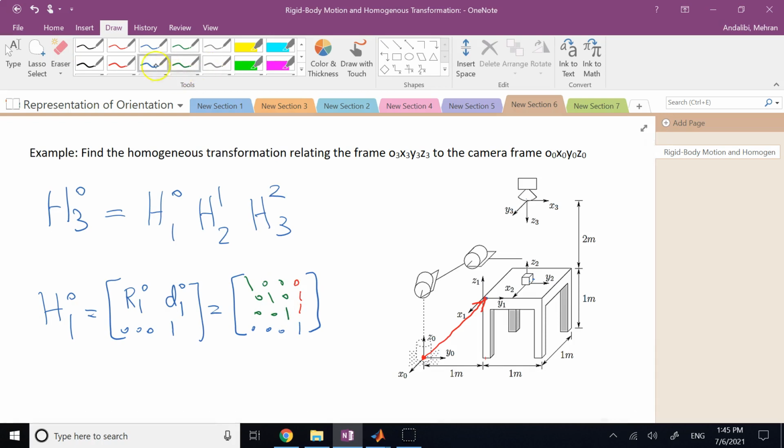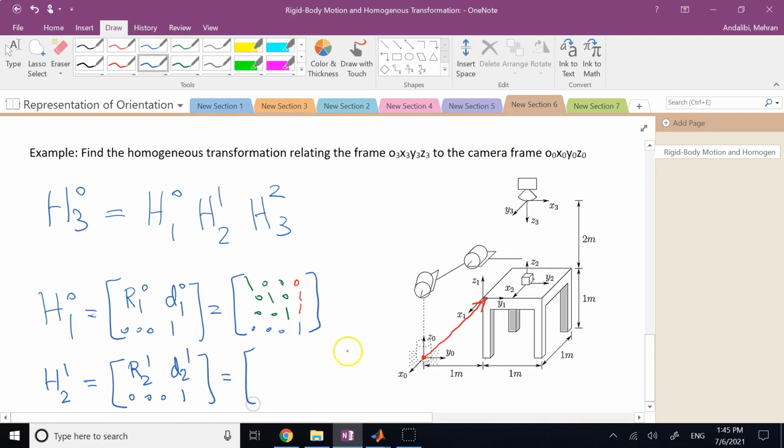Good. Now let's go and look at h21. So this is R of 2 with respect to 1, D of 2 with respect to 1, 3 zeros and a 1. What's the rotation of frame 2 with respect to frame 1? If you look at the orientations, again, the orientations are the same. Z's are in the same direction, Y's and X's. So again, there is no rotation involved, so I can say that all I need is an identity matrix.